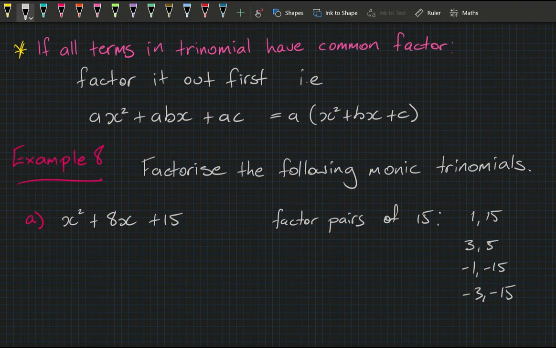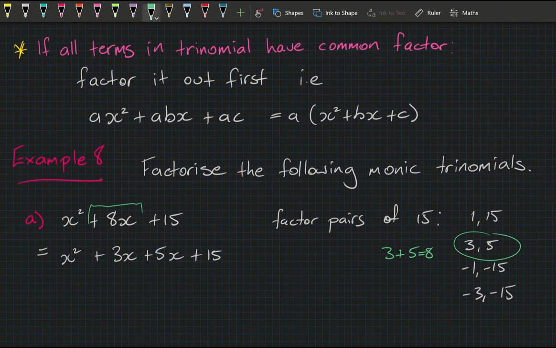And we need to find a pair that adds up to 8. And sure enough, 3 and 5 add up to 8. So we can rewrite that 8x as x squared plus 3x plus 5x plus 15. So essentially we haven't changed anything. The 8x has become 3 plus 5x.